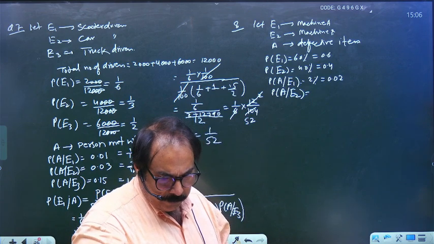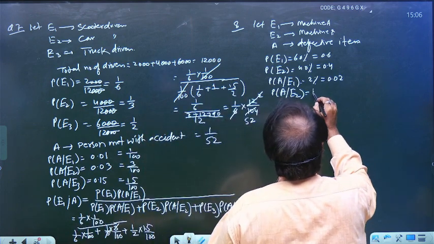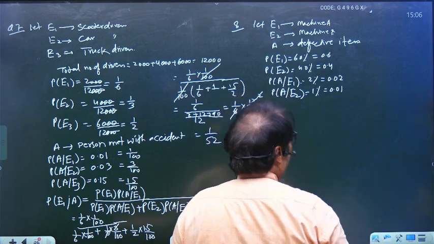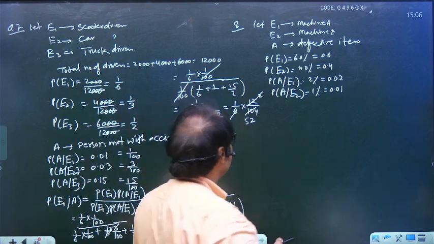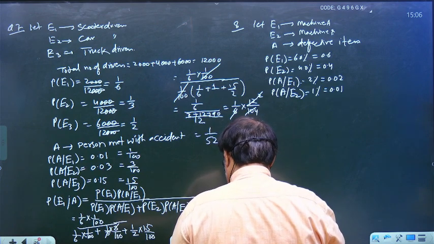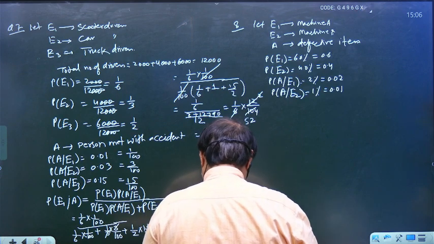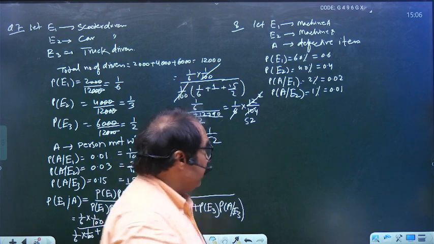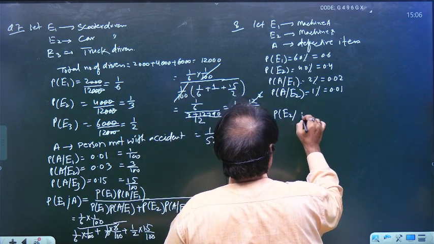Further, 2% of them produced by machine A and 1% by machine B are defective. So this is 1%, and 1% means 0.01. Okay, now apply it to machine B. We have to find from the machine B. Machine B means probability of E2 by A.